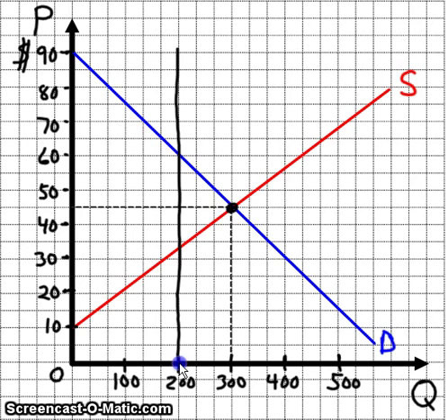So we know now that the name of that line at 200 that separates supply and demand, that is going to be our deadweight loss, rather than the equilibrium quantity, a number of transactions equal to 300. We only get 200 in light of the quota.